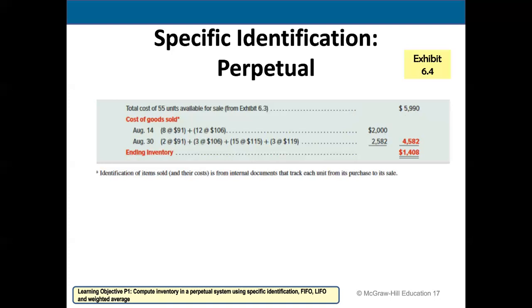And then you can always find your ending inventory by just taking the cost of units available for sale minus the cost of goods sold, which will tell you the cost of the units still remaining in inventory at the end of the period.